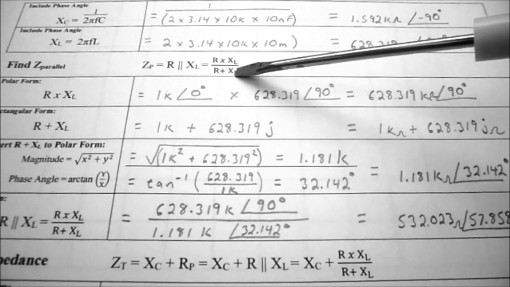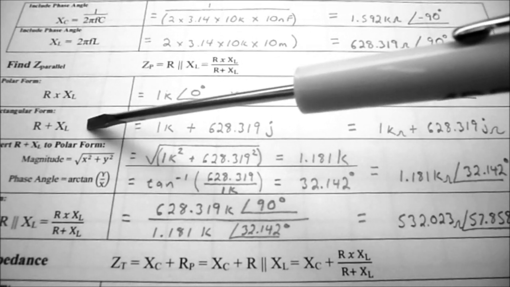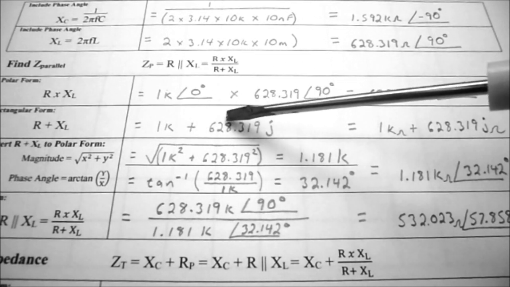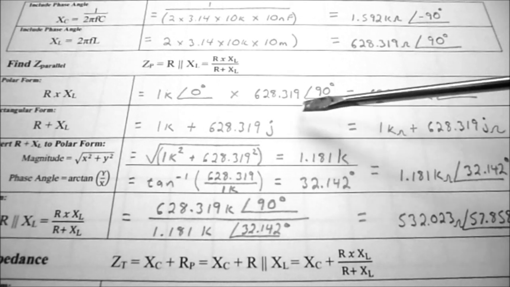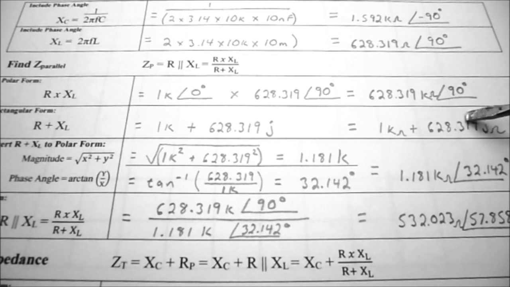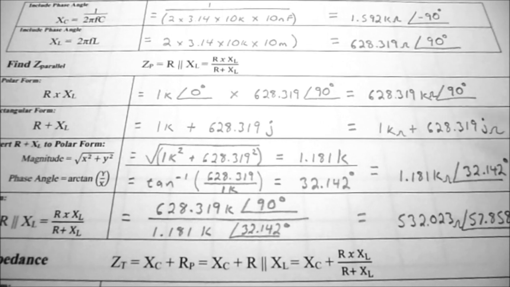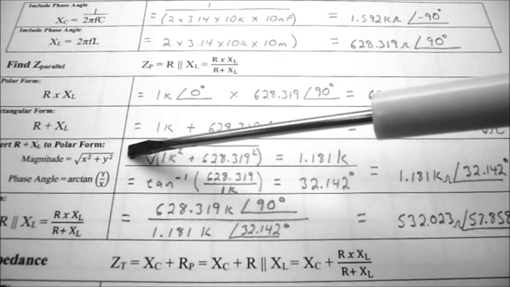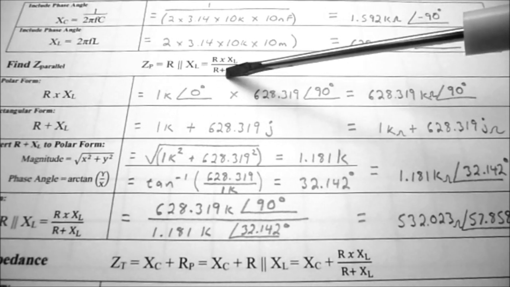Then to add the bottom portion, we're going to do that in the rectangular form. So R plus XL in the rectangular form is 1K plus 628.319 J. So that equals 1K plus 628.319 J ohms. The next thing we need to do is convert R plus XL back to the polar form in order to do the division.